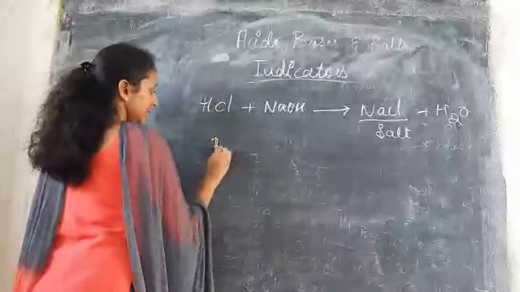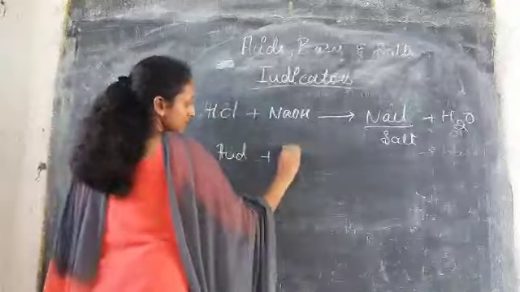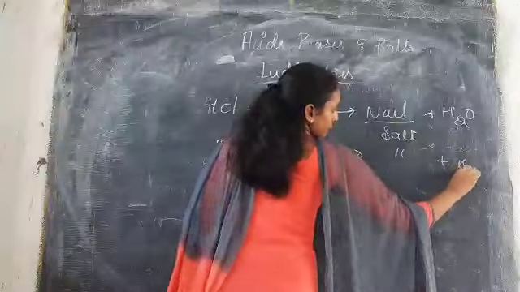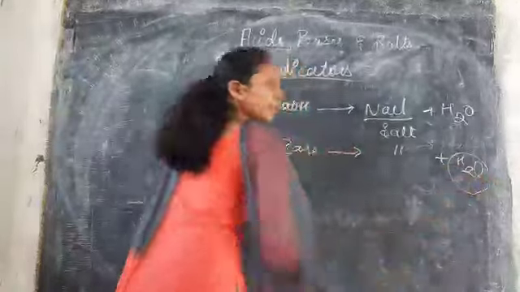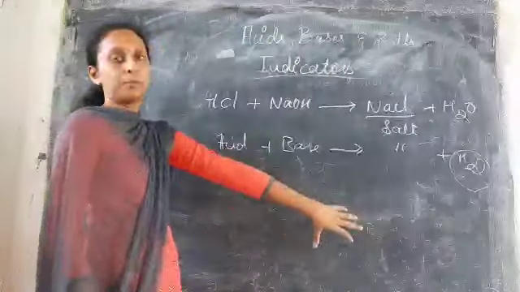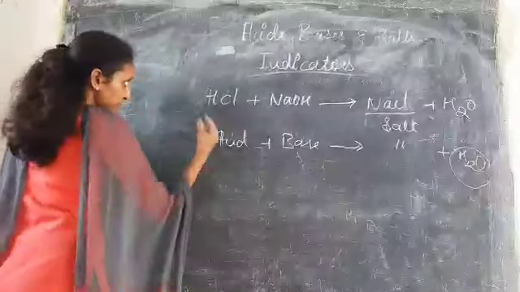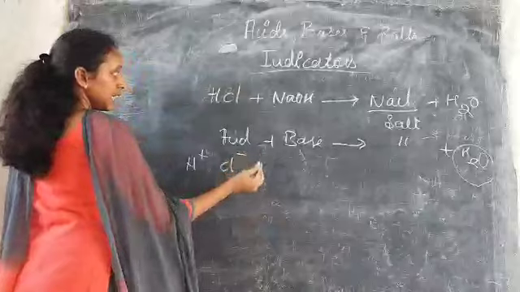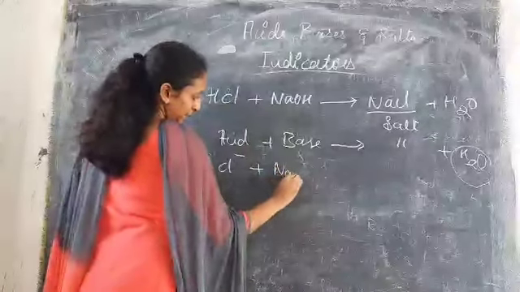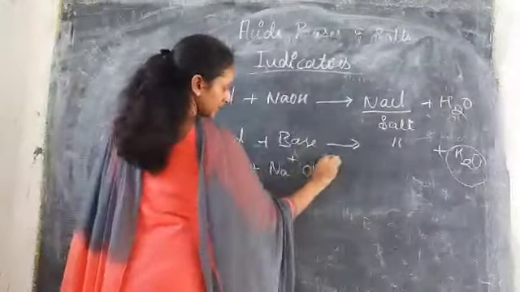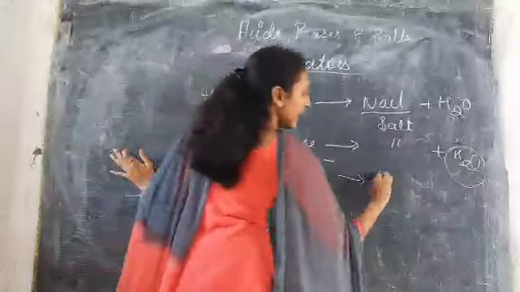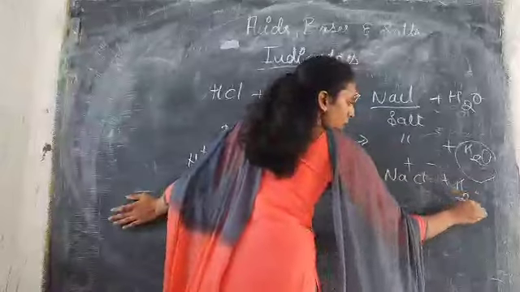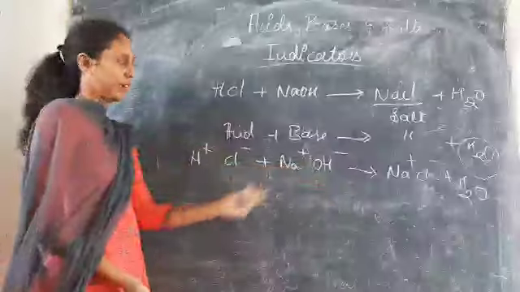So acid plus base will give salt plus water. This water plays a very important role, as it is involved in the pH. Now we can take it as ions: H plus, Cl minus, Na plus, OH minus. Here also Na plus, Cl minus plus water. How this water plays an important role, we can refer.